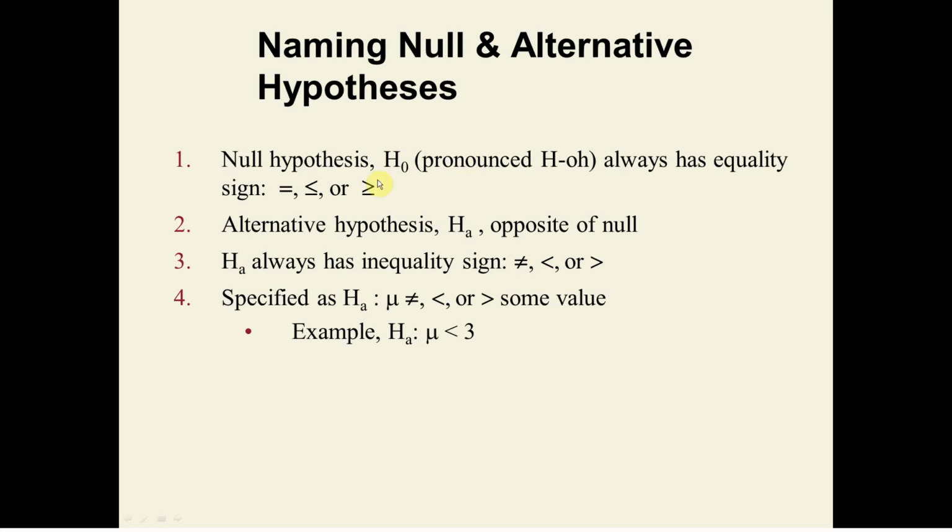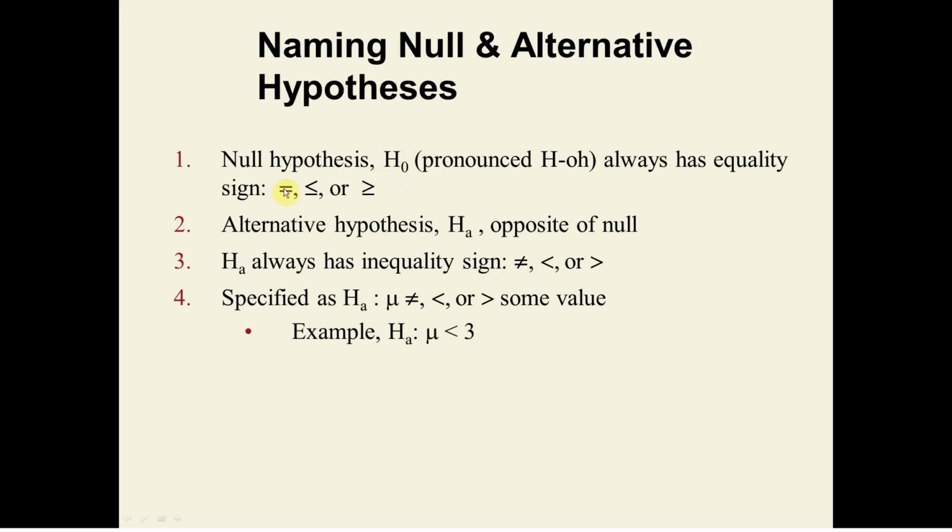Now, when we set up the null hypothesis, it always has to be the thing that's stated with the equality or equal sign. So in our case, if we're looking at the population mean, we'd have to say the population mean is equal to, less than or equal to, or greater than or equal to some value. And that will always be what's in the null hypothesis. The alternative is going to be the exact opposite of the null.